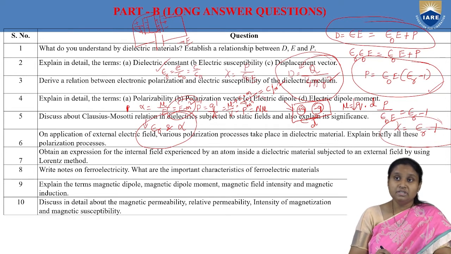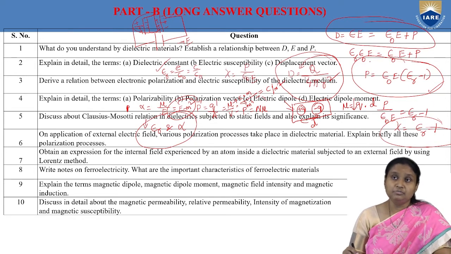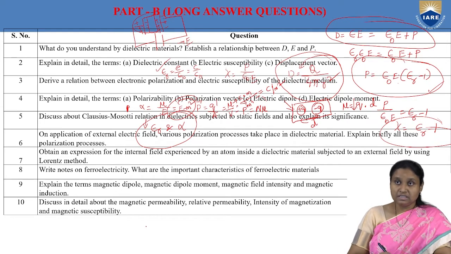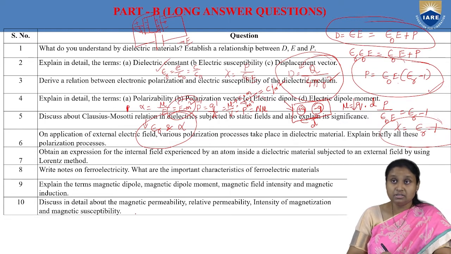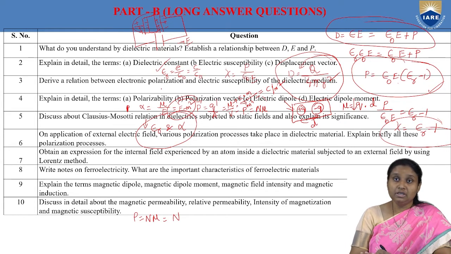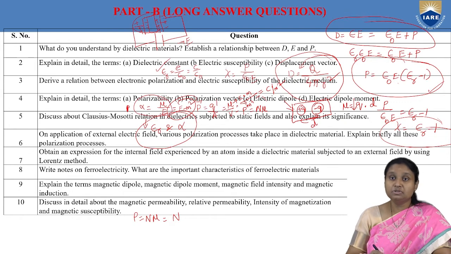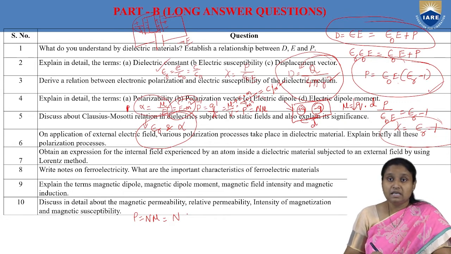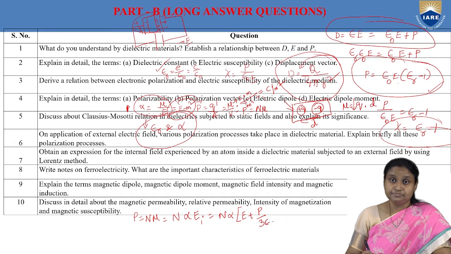And in order to derive this, again we are going to make use of the relation involving the displacement vector. We are going to make use of P is equal to epsilon naught E into (epsilon r minus 1), that relation. Apart from that, we have the polarization vector P to be N mu. If I talk in terms of polarizability, alpha is equal to mu by Ei, so mu is alpha Ei. Ei is our local field. And what is the expression for the local field? It is written as E plus P by 3 epsilon naught.